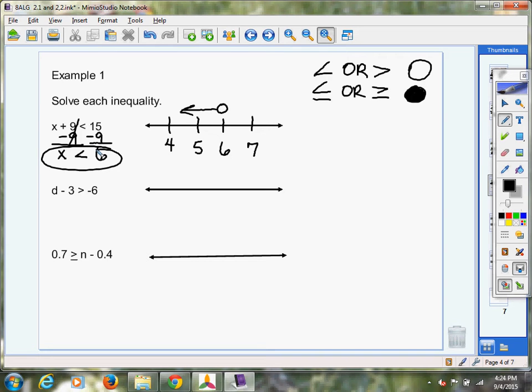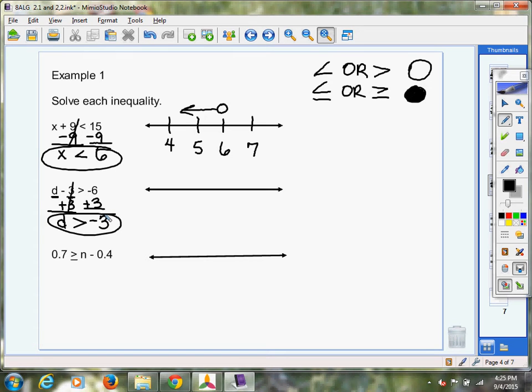We've got d minus 3 is greater than negative 6. So we need to get d by itself. How do you undo the subtraction that's going on between d and the 3? That's right, we're going to add 3 to each side. Correct. Okay? So now we've got d is greater than, and then what's negative 6 plus 3? That's right, negative 3. So now we've solved it. This is what we're going to graph. What I just circled is what we're going to graph.